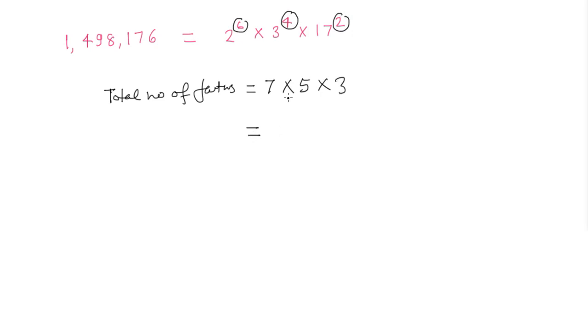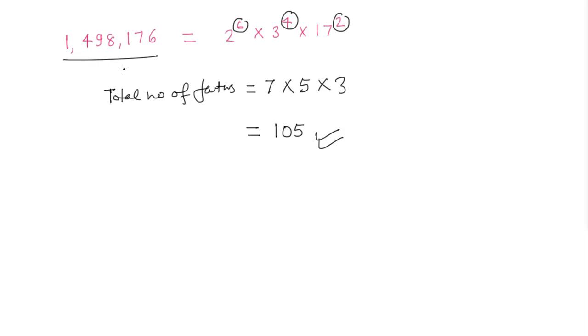Now by multiplying these numbers we can get 105. So the total number of factors of this number equals 105. Now let us see the second part of the problem, that is how to find the sum of all factors of the given number. Let us take a smaller number.